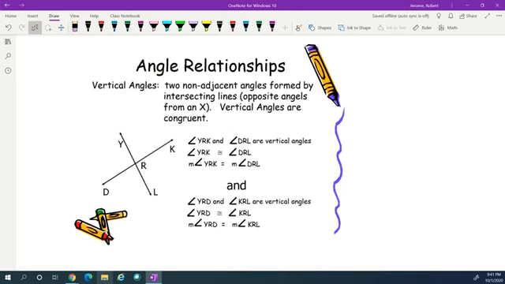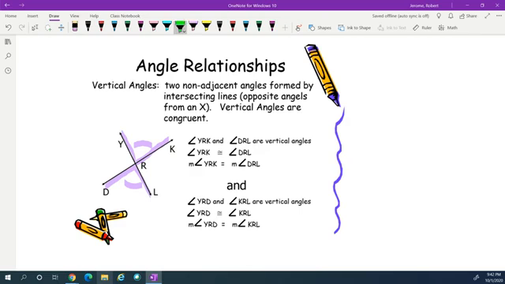We have vertical angles. Vertical angles are the non-adjacent angles formed by intersecting lines. Very simply, vertical angles are the opposite angles from an X. So if you see an X anywhere, we have vertical angles, and they're the opposite angles of the X. Vertical angles are congruent. So looking here, angle YRK and angle DRL. That is a pair of vertical angles. Those vertical angles are congruent and they have equal measurements.